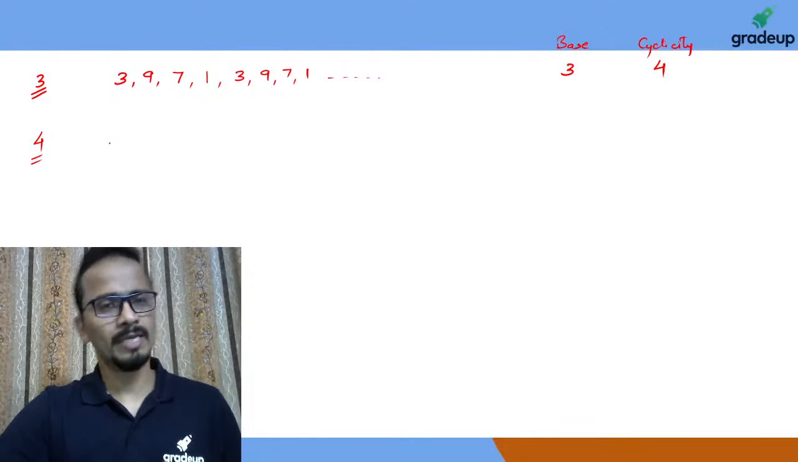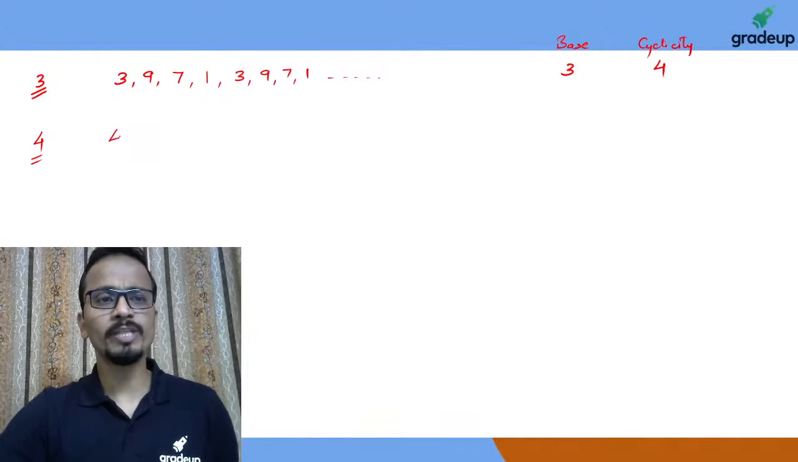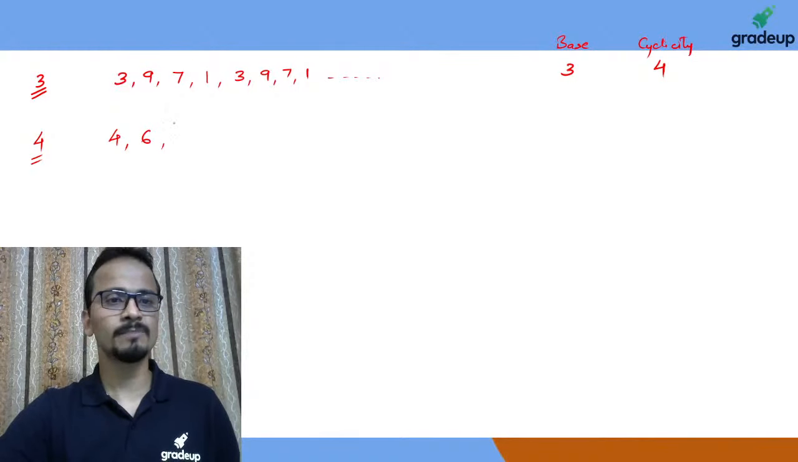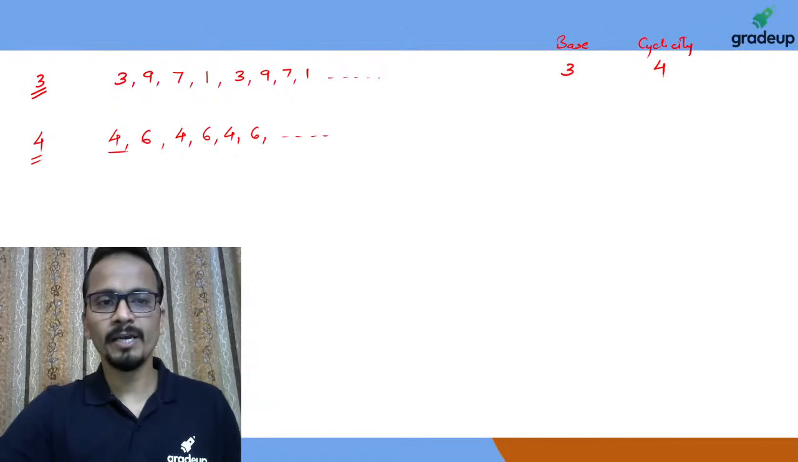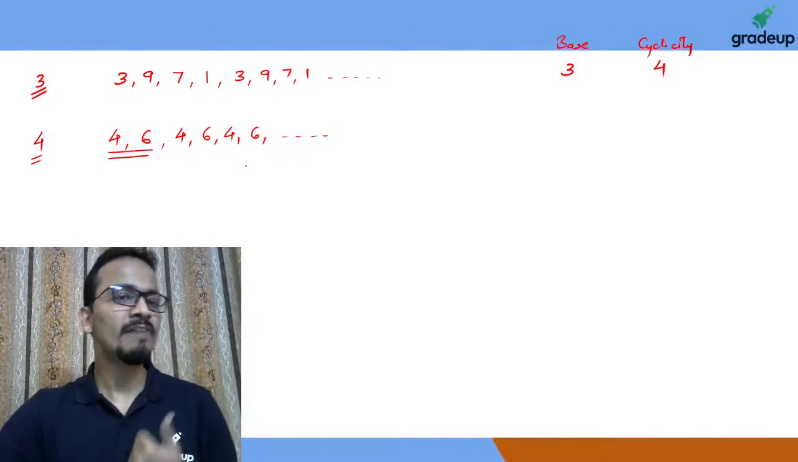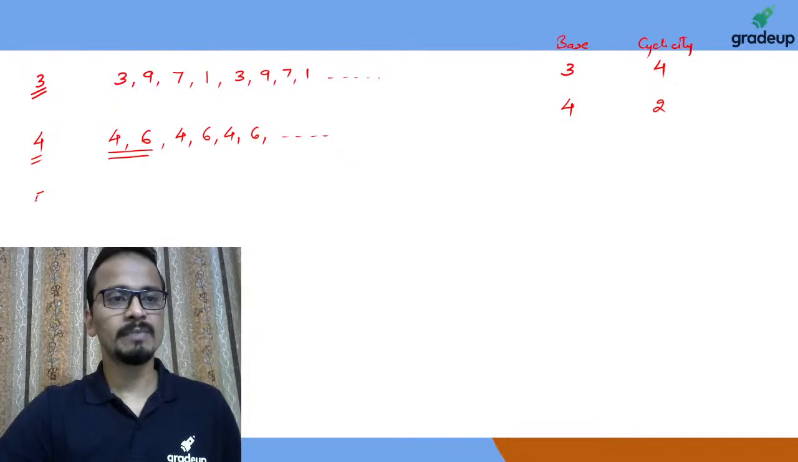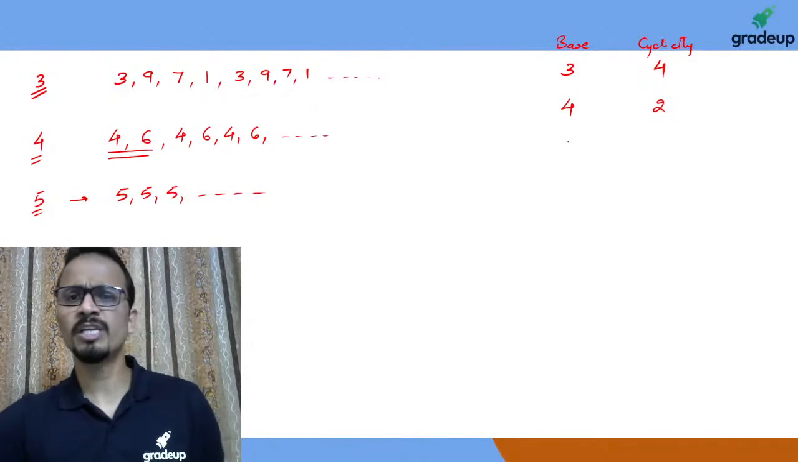When the base is 4, let's look at the cyclicity. 4 raised to the power 1 is 4. 4 square is 16, I'll write 6. 4 cube is 64, again I'll have 4, then again 6, 4, 6, and so on. Here, in this case, the unit digit is repeating after every second power. So I can say that for 4, the cyclicity is 2. Now similarly, the cyclicity for 5: for any power of 5, the unit digit remains 5.